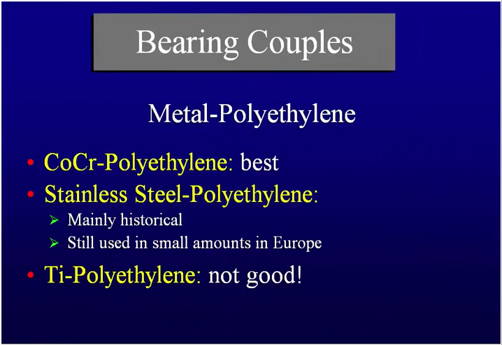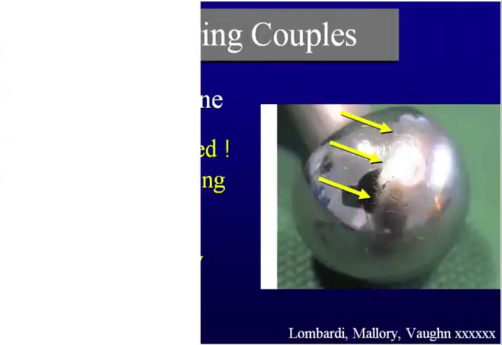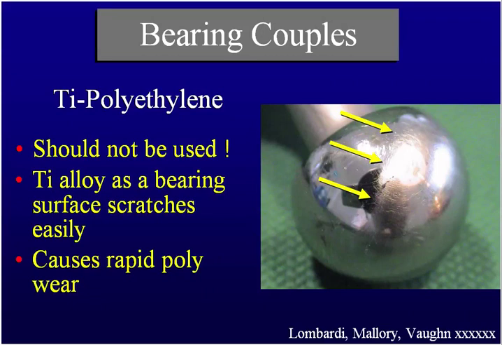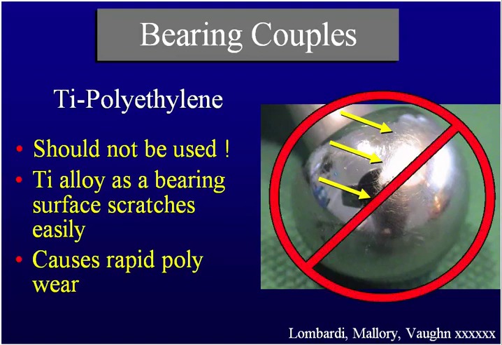The metal polyethylene construct, cobalt chrome on polyethylene, tends to be the best. Stainless steel on polyethylene is not used very much except in small patches in Europe. It is mainly historical. And titanium on polyethylene, do not use. That is a bad bearing construct. You will hear that on the questions or on the boards. Here's the situation. A titanium head should not be used. It is much softer and is much more susceptible to scratching on the surface and causes rapid polyethylene failure as a result of debris formation and osteolysis.